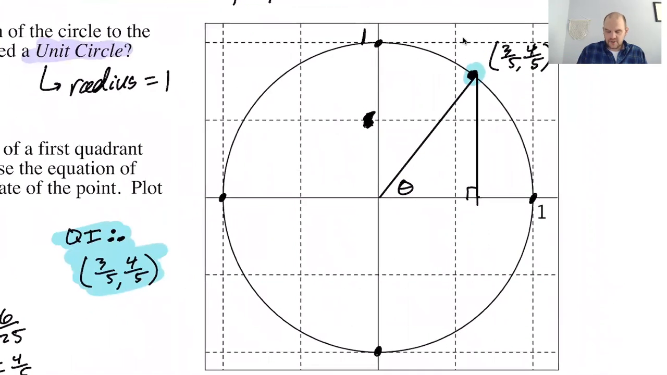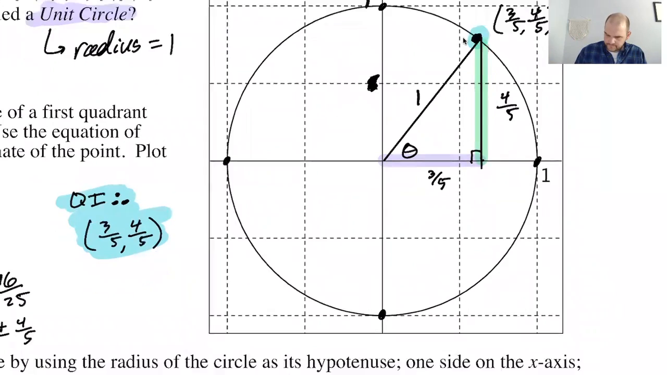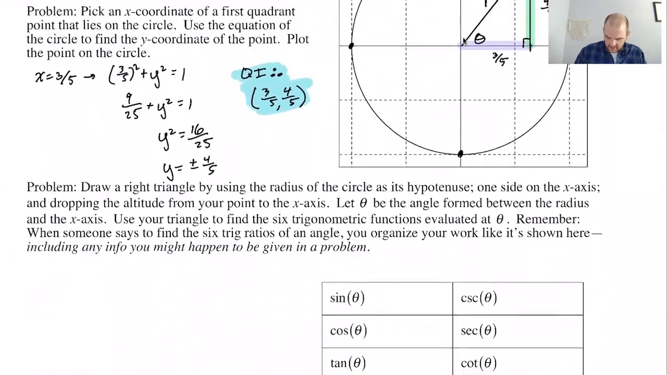Now, if you look at your triangle, you definitely see, hopefully, that we have this, and then we have this, right? And we know these. So this distance right here is actually 3/5. This distance right here is actually 4/5. It's the x-coordinate and the y-coordinate. So the hypotenuse, we know, is definitely 1 because it's the unit circle. So this is 1.